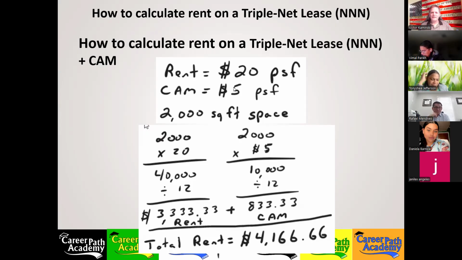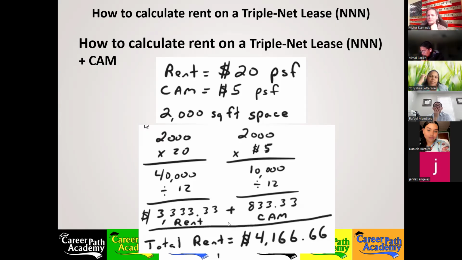And now the CAM charge, it works out to $5 a square foot. So let's find out how much more that's going to be. 2,000 square foot times $5 is $10,000 a year, divided by 12. That's an additional $833.33 a month. Wow. So now you can see your base rent is $3,333.